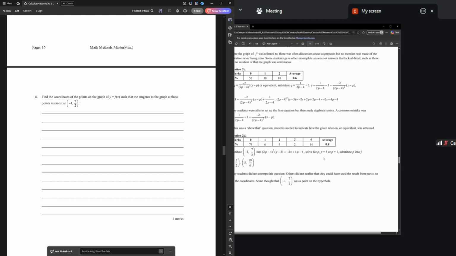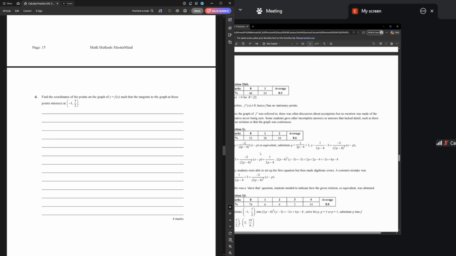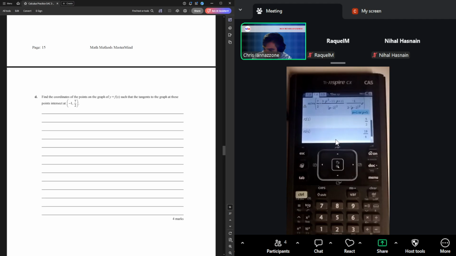So now I'm extra confused as to why they didn't attempt it at all. Others did not realize they could have used a result from part C. Yeah. Maybe that was another big factor, which gets us this spread here. But that does seem a bit shocking to me that that many people weren't able to get it, but only 52% weren't able to get that one. The drop-off seems a bit odd there, but anyway.